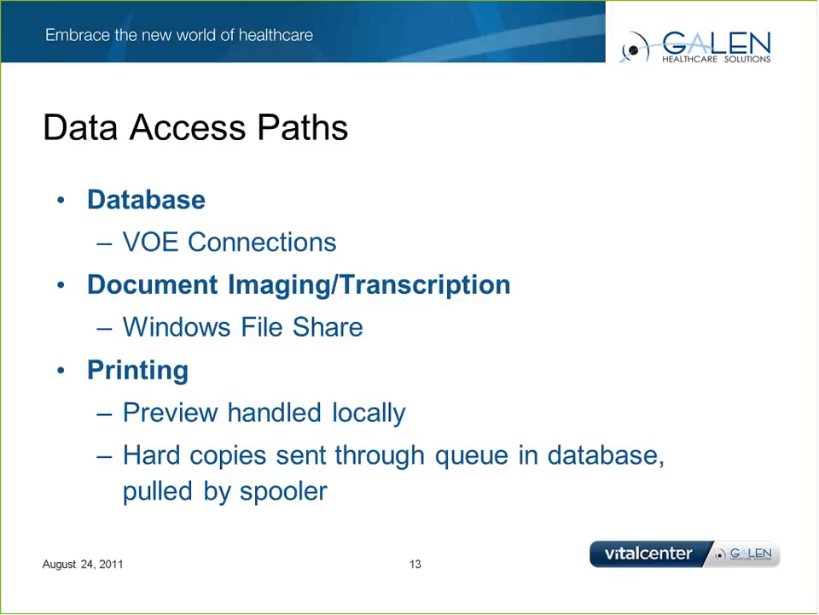Printing, we talk about print preview. Print preview is handled locally on the web servers, and that's important to note when you're using customized report files. For those print preview drives, you need to have the custom report installed on each of the web servers, because the print preview is done locally within that machine. The hard copies, when you're printing, are basically submitted to a queue in the database, and then the spooler on those message servers reaches into that queue to grab the next job in line.